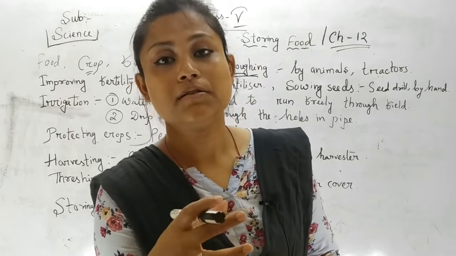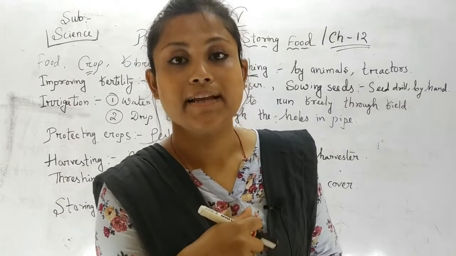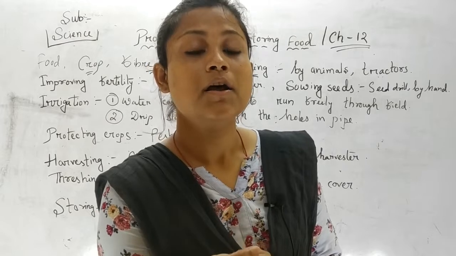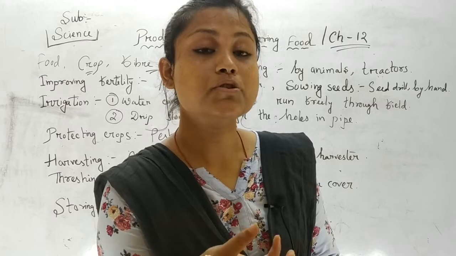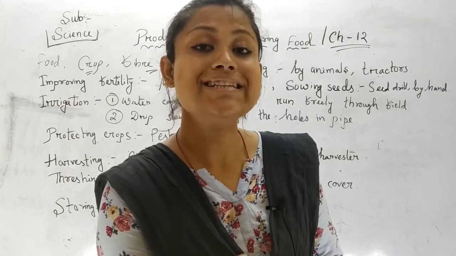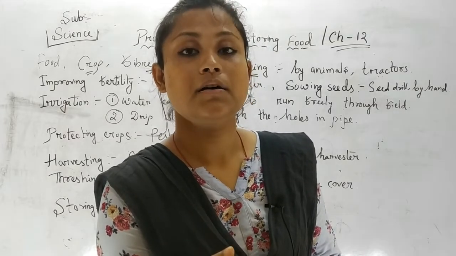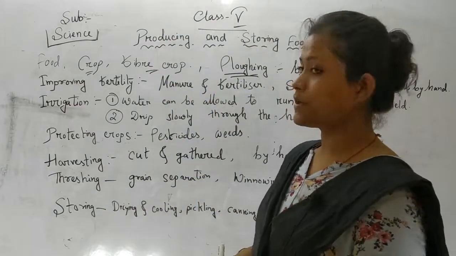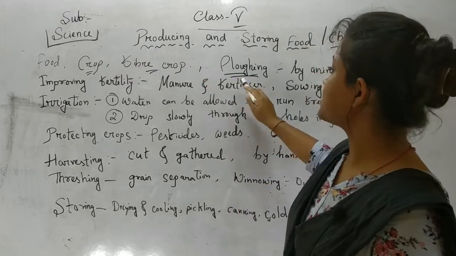Like, if the soil is very loosened up, what will happen? The soil will become very airy. And when you put water, the soil will absorb the water very fast. And the nutrients which are present in the soil, the roots of the plant which are inside the soil, will easily be able to take the nutrients and the water from the soil if the soil is ploughed. That means the first step which the farmers follow to produce a crop is ploughing.